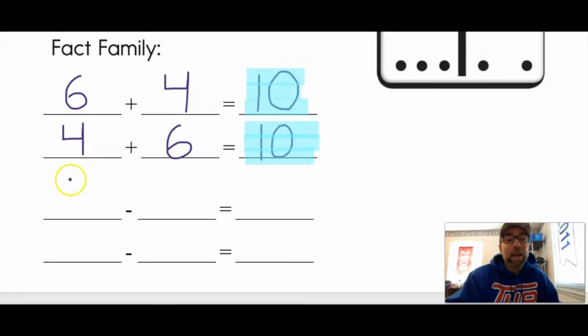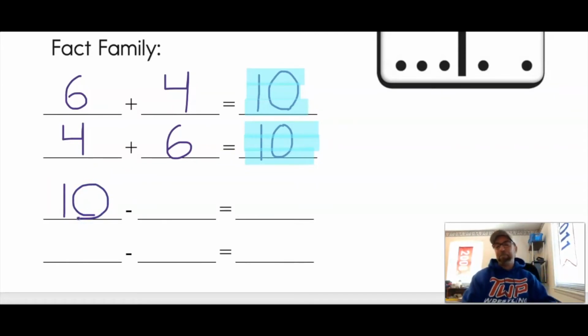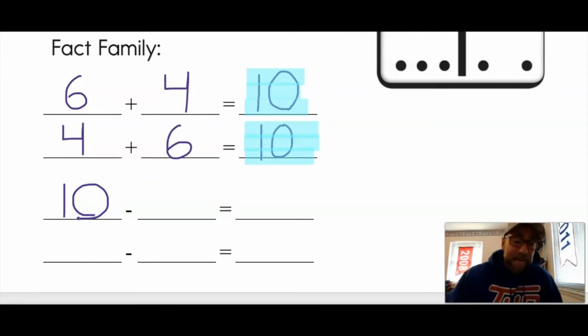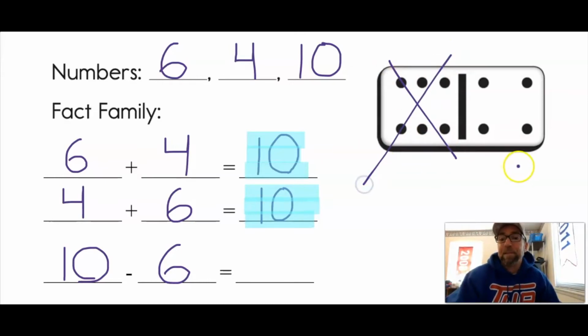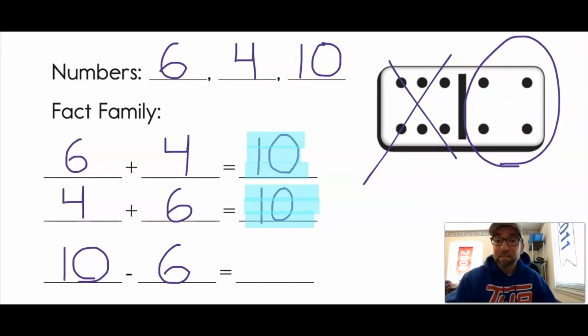So let's go and write our first subtraction problem, starting with 10. Now, I have two numbers left. I have the 6 and the 4. Doesn't matter, but I'm going to just do 10 minus 6. If I have 10 dots and I take away 6 of them, how many dots do I have left? 4 dots. My domino tells me. My fact family also tells me, because these numbers have to go together.